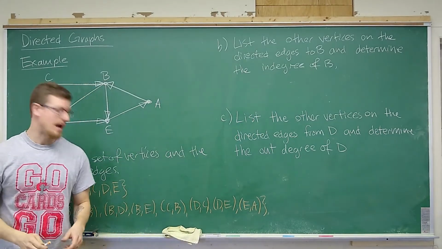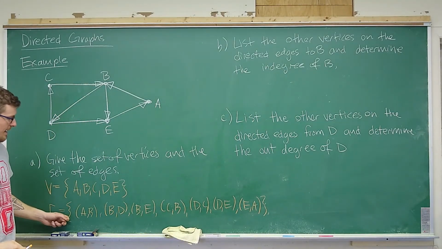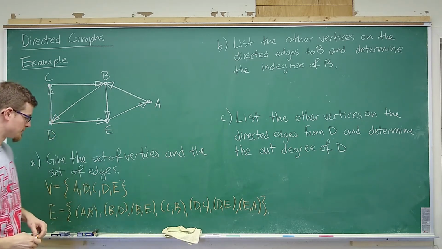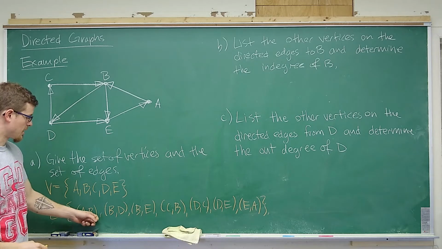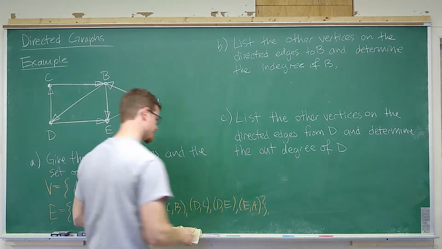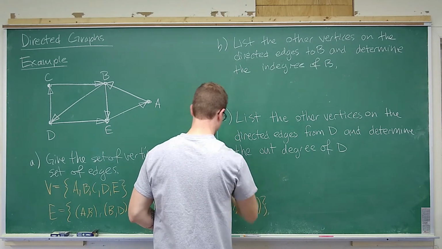So that gives us our vertex set and our edge set, where the edges are directed. Again, directed edges are given by ordered pairs instead of two-element subsets. Excellent.